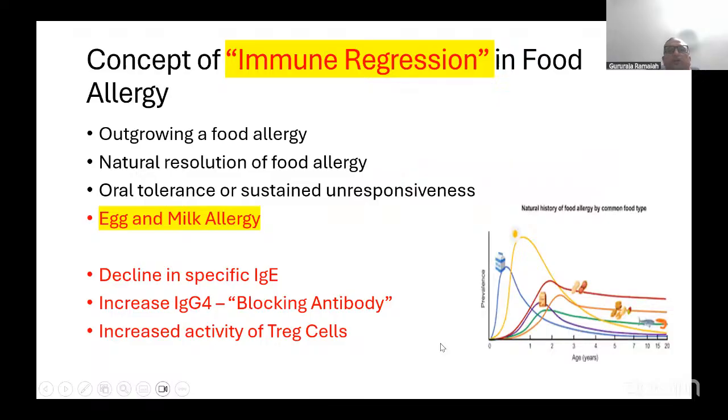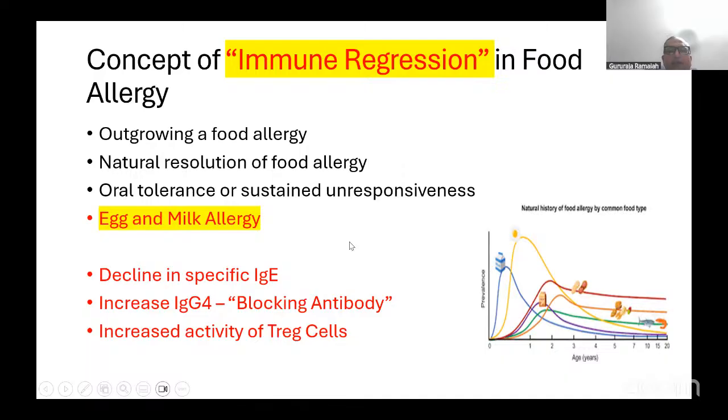So coming back, there is a concept of immune regression in food allergy. Here you can see that many foods are there, and they peak in some years and then come back to normal levels. So every food has a different story. This concept I want to highlight is outgrowing of food allergy, natural resolution of food allergy, more prominent in egg and milk allergy, whereas milk allergy peaks in the first year and resolves in about 80% by 2 years, and egg allergy resolves by 3 to 4 years.